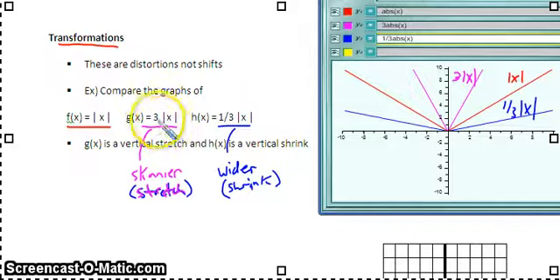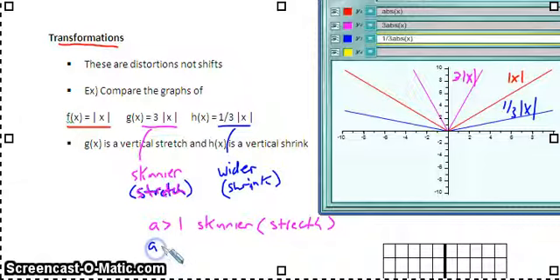And so when you have a number, we call this A, if your A value is greater than 1, you're going to make a skinnier graph or stretch it. If your A value is between 0 and 1, that's when it's going to be a wider graph and a shrink.